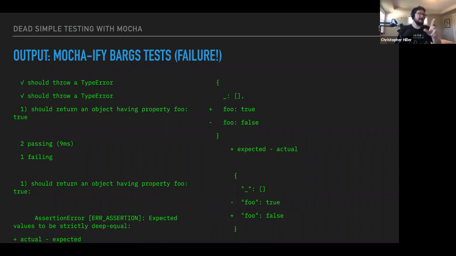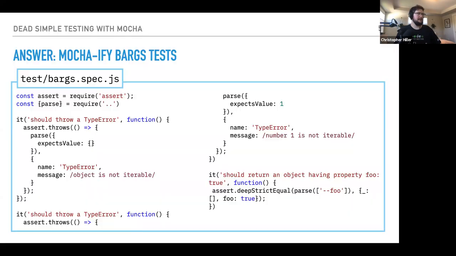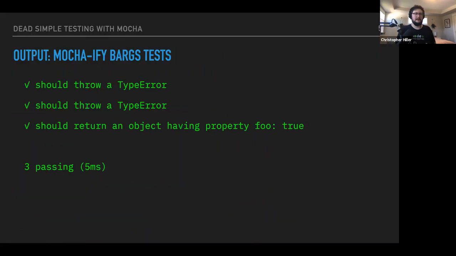So the way I got this failure was I changed the assertion to foo false instead of foo true. But anyway, we don't want to do that. We want our tests to pass. So this is what I came up with for this, and that's how I got the success. That's how I got this here.